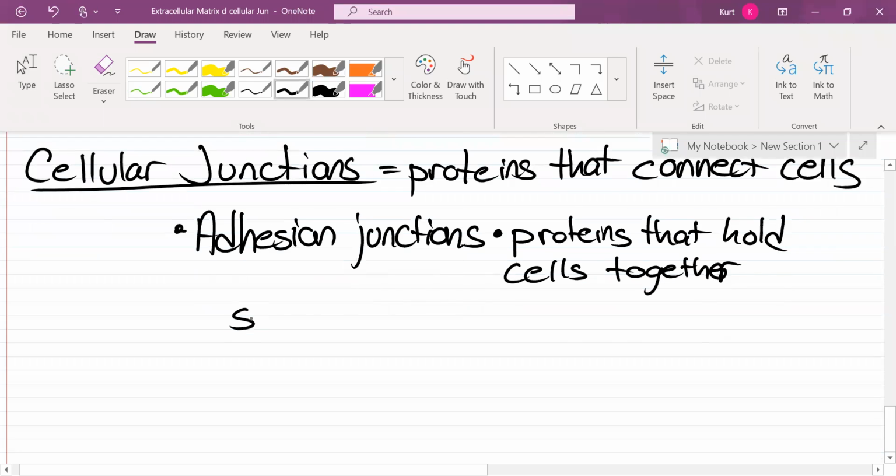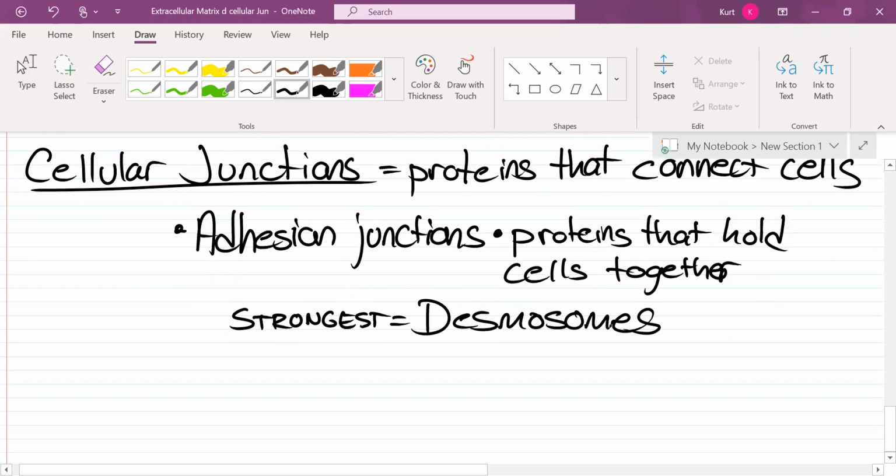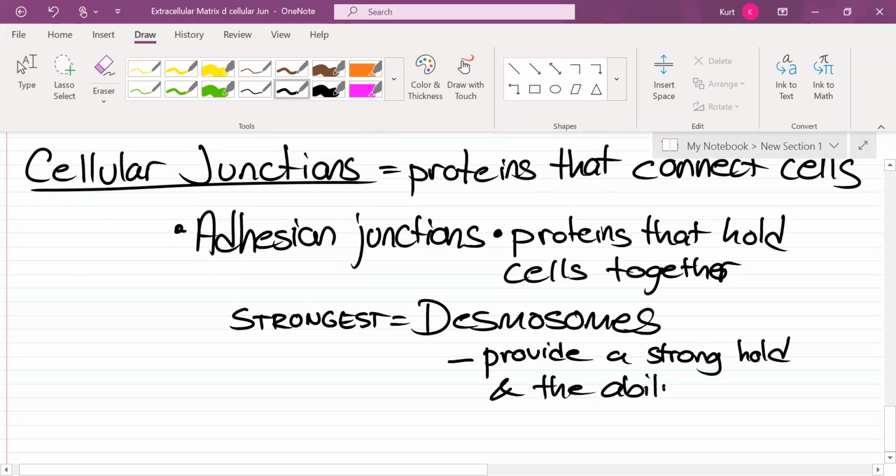The strongest type of adhesion junction, this is a fun word to say, desmosomes. You're going to see that word a lot. Here's what it is. Desmosomes are adhesion junction proteins that provide a strong hold and the ability to stretch without tearing.